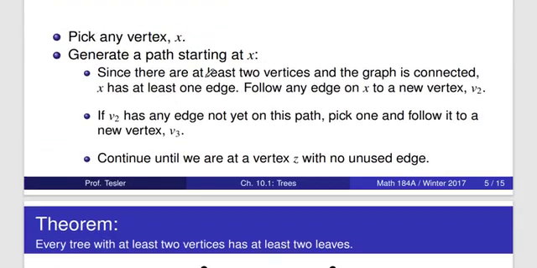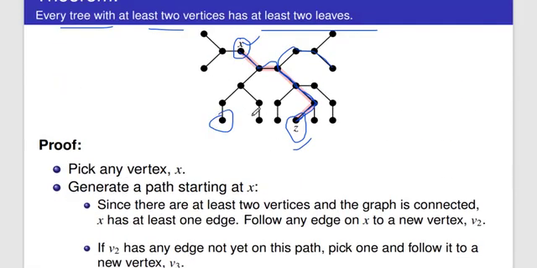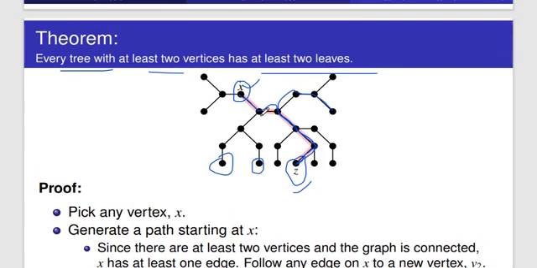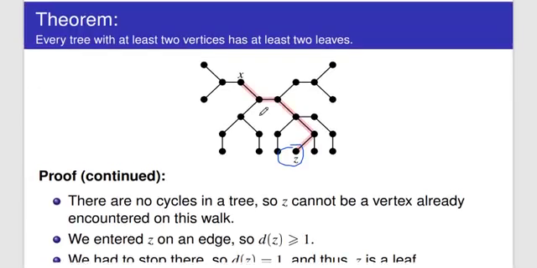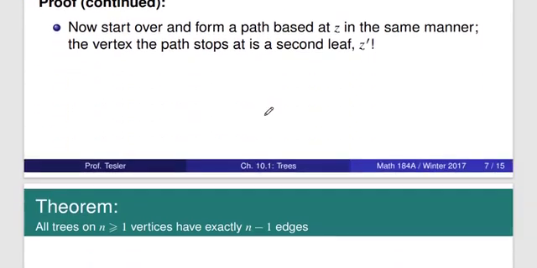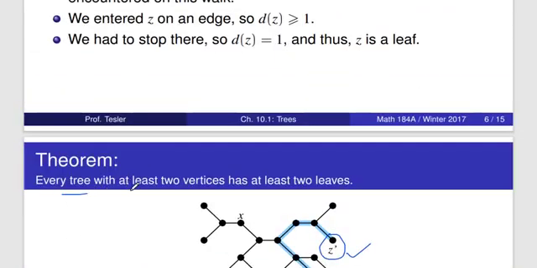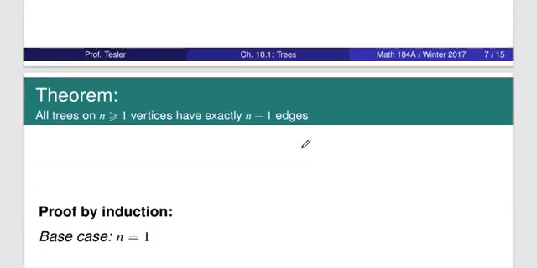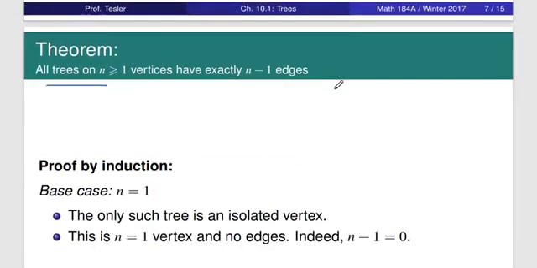From the graph we can see that there are a number of leaves, but from the theorem's point of view we have to solve it like this, from path to path. So every tree with at least two vertices has at least two leaves. Okay, then this theorem is most important. All trees on n greater than or equal to 1 vertices have exactly n minus 1 edges.